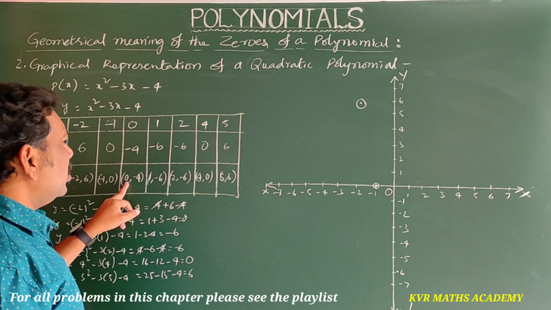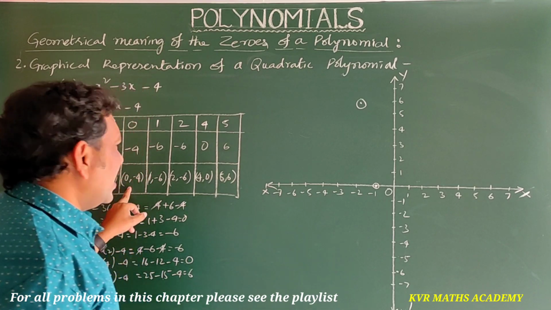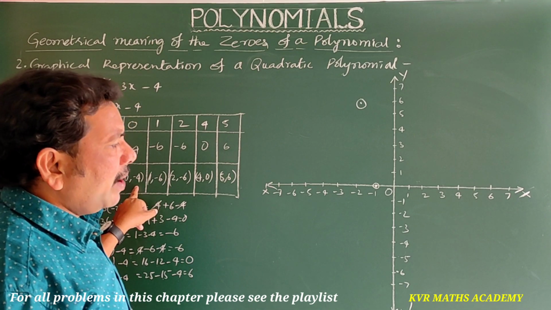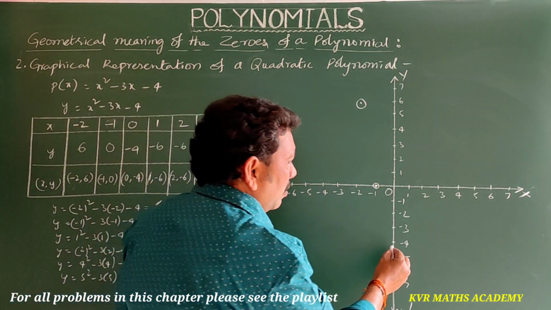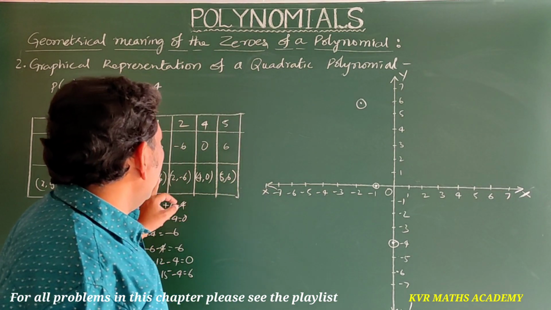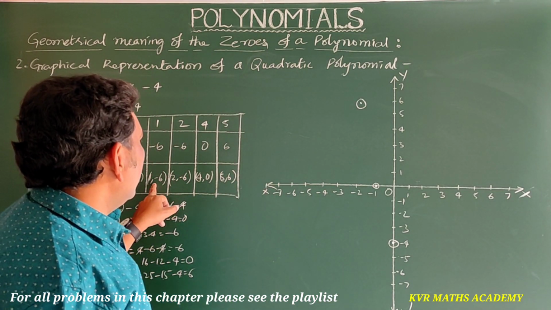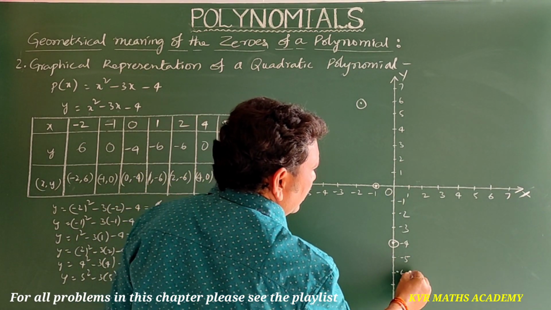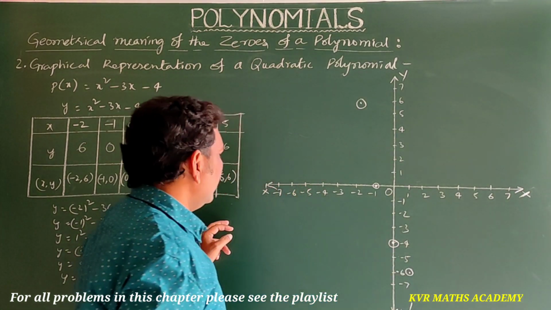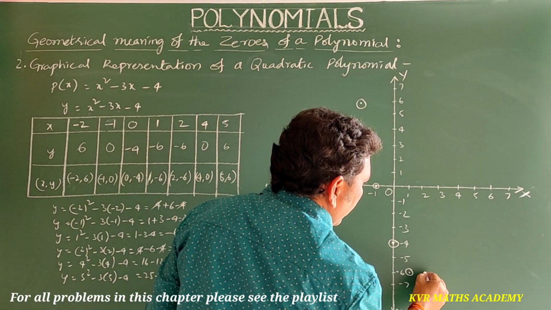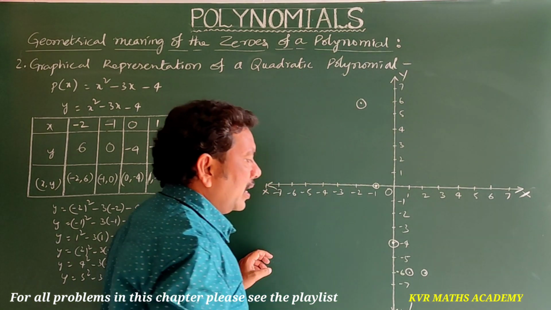Next one, (0, -4). So x is 0, which means it is on the y-axis. Y is minus 4. So where will you keep the point? Yeah, this one. Next, (1, -6). On the x-axis 1, and this is minus 6. So this will be here. Next, (2, -6). 2 also gives minus 6 only. So plot the point like this.